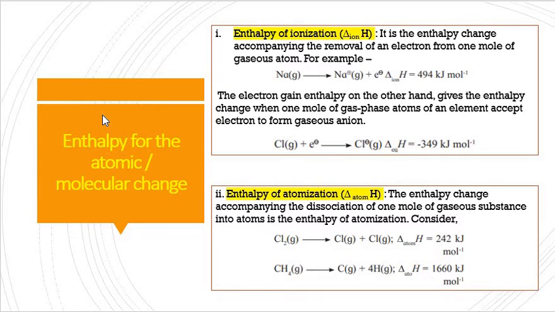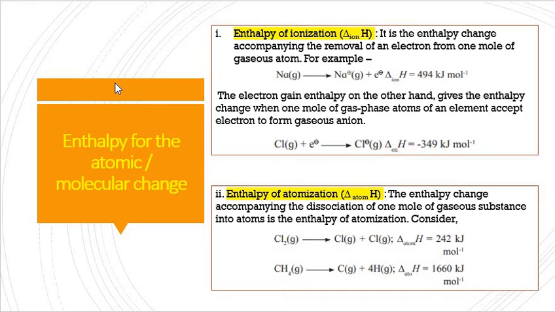Now, if any atom is gaining electron, then the electron gain enthalpy gives the enthalpy change when 1 mole of gas phase atoms of an element accept electron to form gaseous anion. An example is chlorine in a gaseous state, chlorine atom is accepting 1 electron to form chloride ion, where the enthalpy change would be minus 349 kilojoule per mole. Next is enthalpy of atomization, delta atom H.